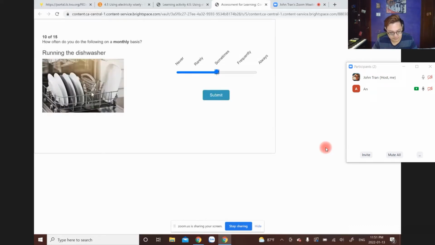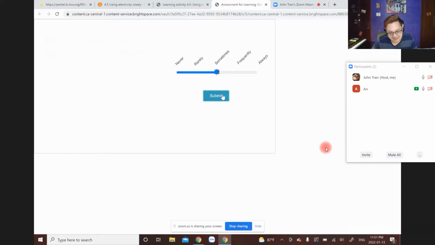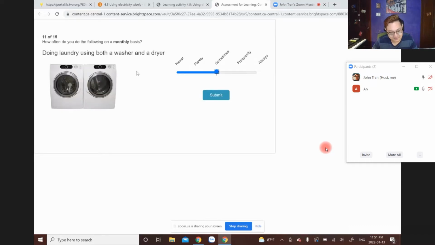Running the dishwasher. I don't have one. You might have one in the future. Well, maybe. Doing laundry using both a washer and dryer frequently. Oh, of course, because everyone has a washing machine, so you have to use it anyway. Can't escape from it.